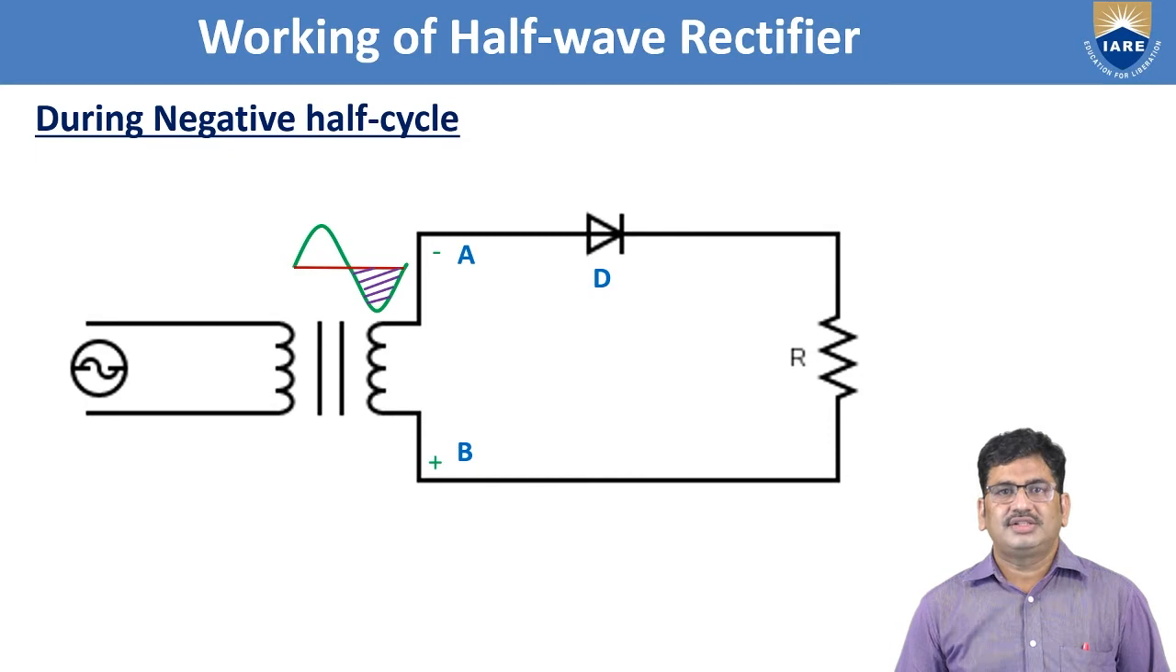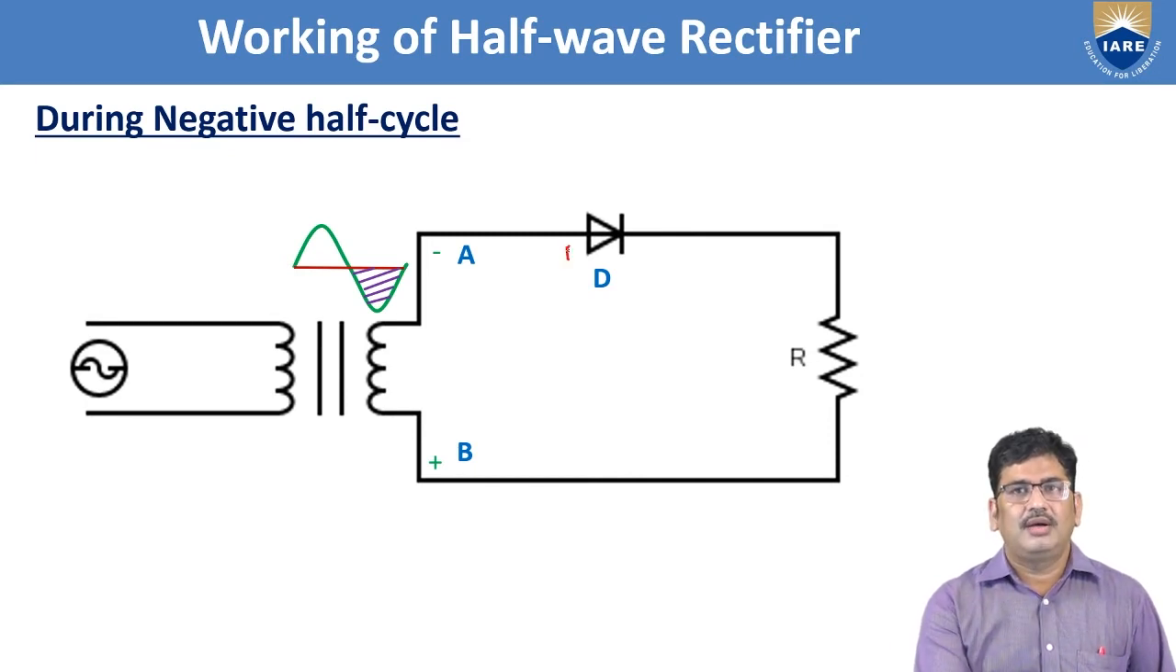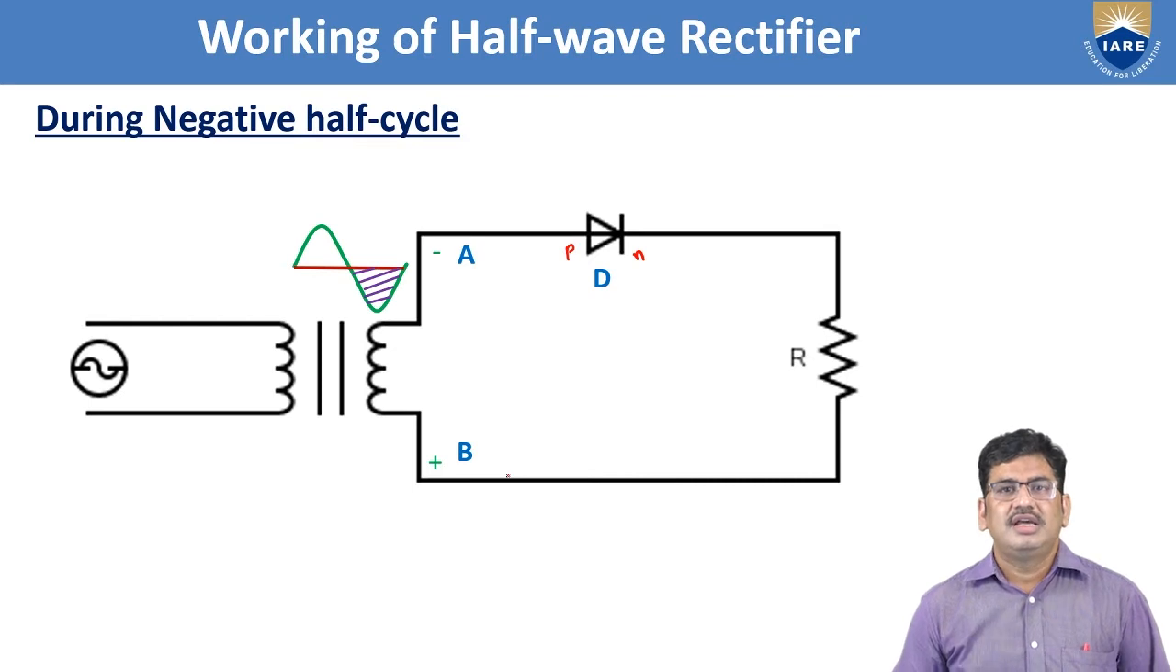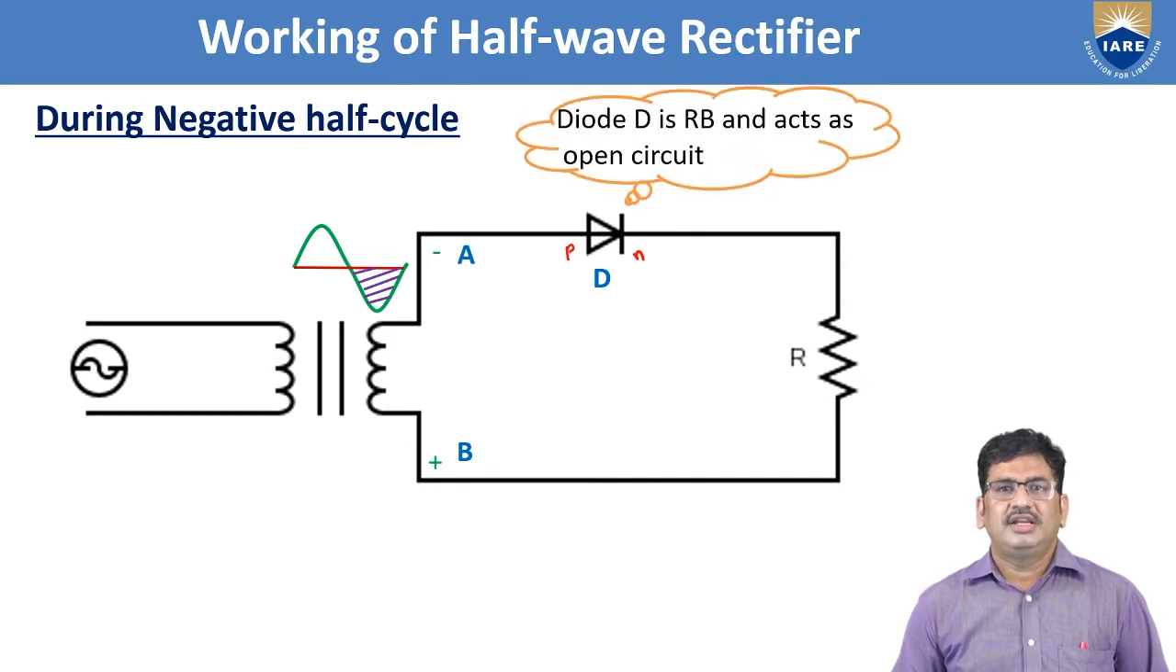Now if you see the bias across the diode D, as the P-type material is connected to negative potential and the N-type material is connected to positive potential through the resistance R, the diode D is reverse biased. In the ideal case, the diode D will act as an open circuit whenever it is in reverse bias. That means the terminals across the diode will be open circuited. So the cross mark I am placing indicates it is open circuited.